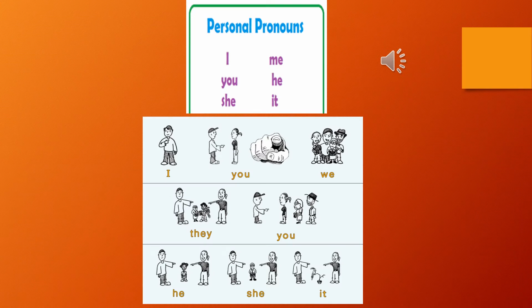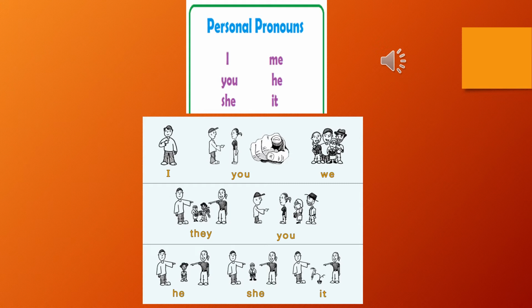Children, hence the pronouns are used to avoid the repetition of nouns. Pronouns have various types of classification, but for class 4 we are going to discuss only two types: personal pronouns and possessive pronouns. So let's start with personal pronouns. What do you mean by personal pronouns? Personal pronouns are used in place of the names of persons, animals, and things.